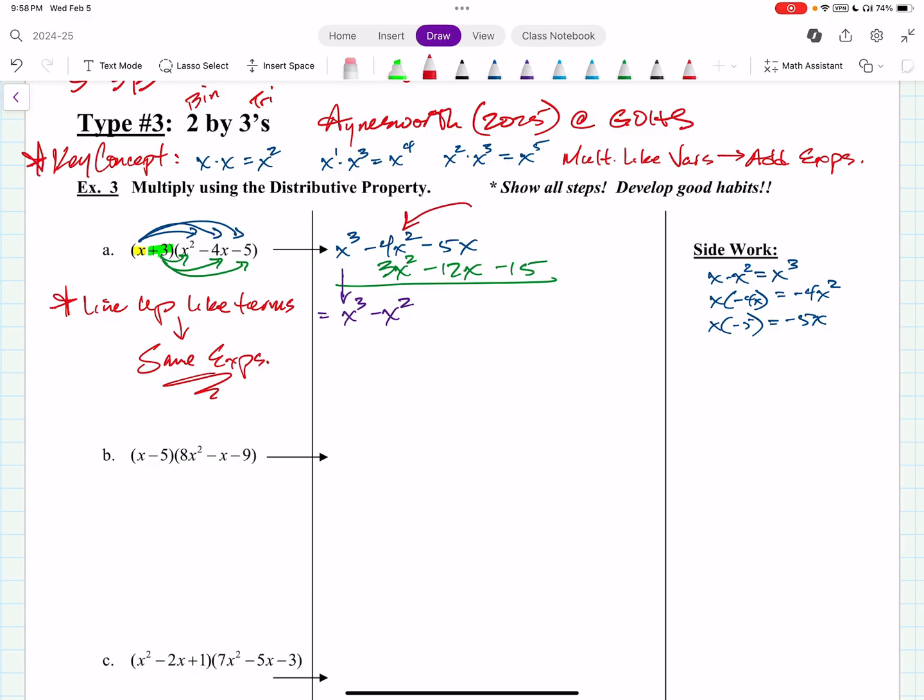Okay, let me write that down. So key principle here: when adding like terms, the exponent does not change. I talked about that in class. When you add squares with squares, you get squares. Cubes with cubes, you get cubes. Okay, so keep that in mind. When adding like terms, exponents do not change. Very common mistake people make.